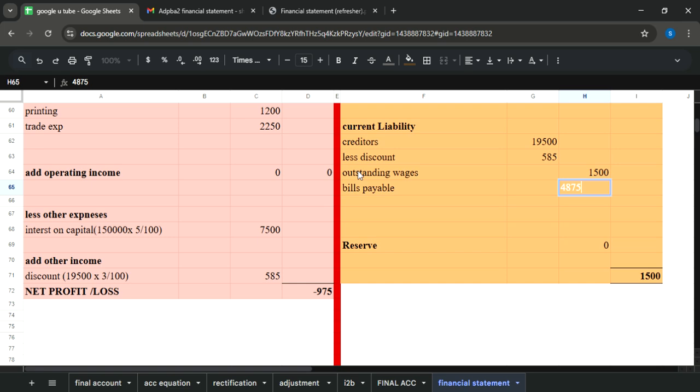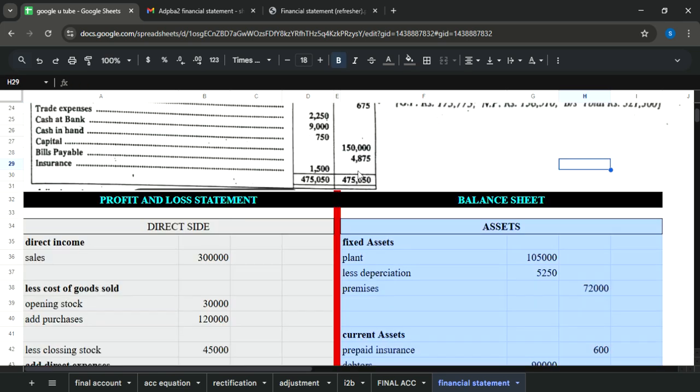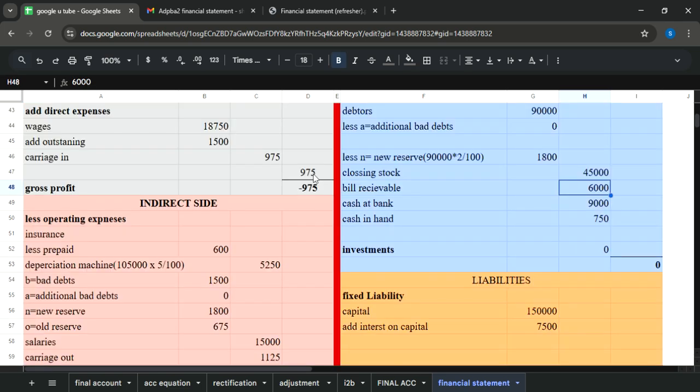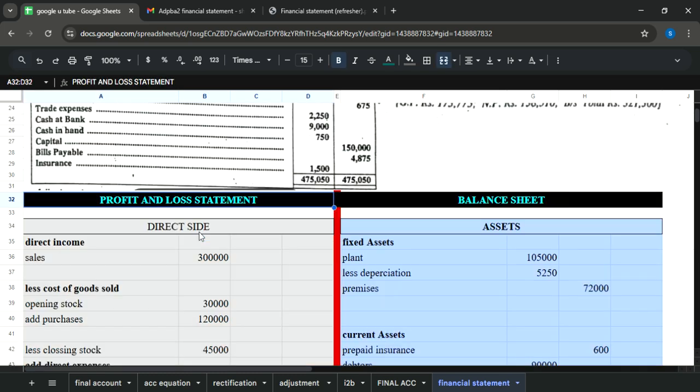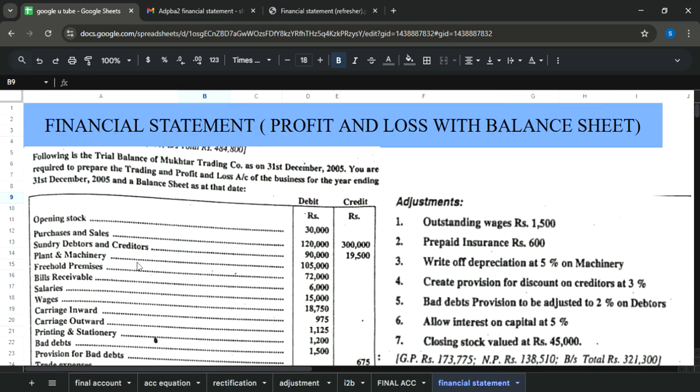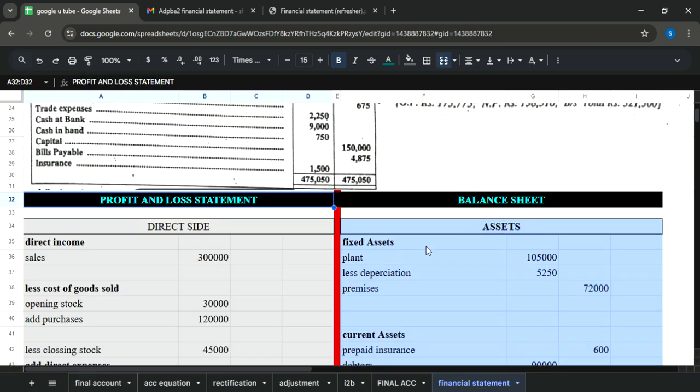After bills payable we have insurance 1500, and this was already mentioned over here, 1500. Okay guys, in this way all elements present in trial balance and adjustments have been completed. We are now ready to start our calculation.